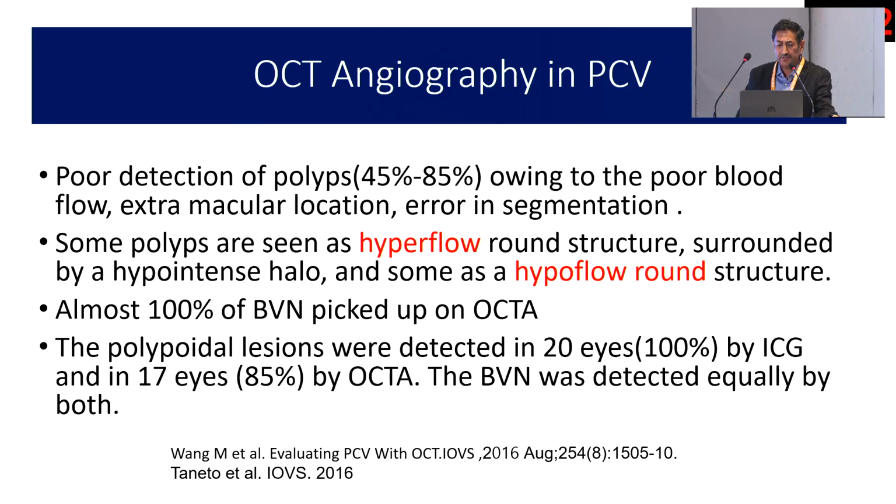It is very good to pick up the branching vascular network, but polyps sometimes you may not pick up. That could be because of the poor flow. It could be located away from the fovea. There could be error in segmentation, and BVN and polyps could lie in different levels also. It could be a little raised. So if it is not segmented properly, you can miss that. And the polyps also can be seen as hyperflow, hypoflow round structures.